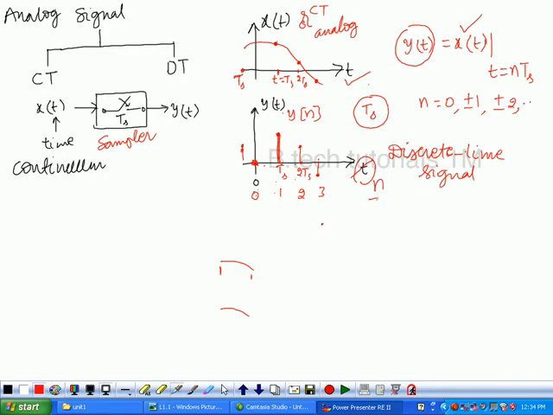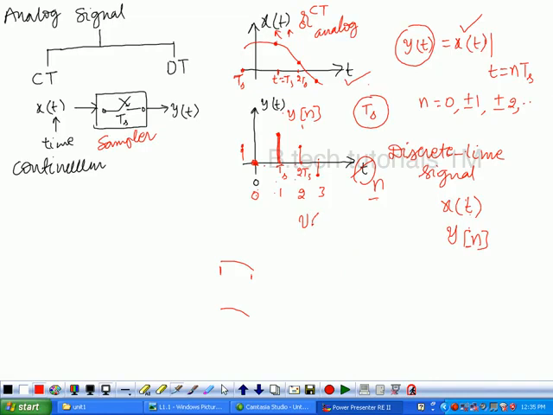So in order to clearly distinguish between the notation of the continuous time signal and discrete time signal, we are using two different notations. Here we are using the parentheses. Here we are using the brackets. See the difference. This is the notation of the continuous time signal, and this is the notation of the discrete time signal.